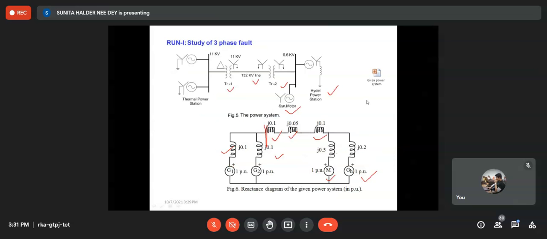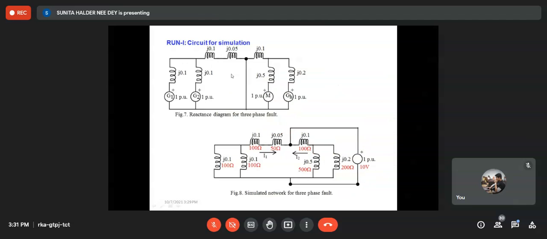Now this is the sequence network. Now we need the network under fault condition. The fault was at the HT terminal of transformer T2. So this is the fault point. We have to connect this fault point to ground and measure or calculate this current. So this will be the circuit for the simulation. This is the fault point.